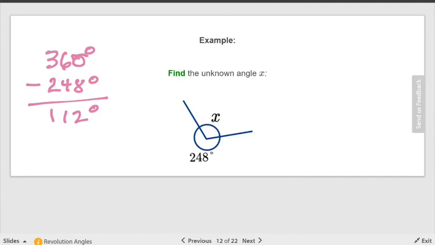So straight line, how many degrees? Whole circle? 360. Right angle? 90.